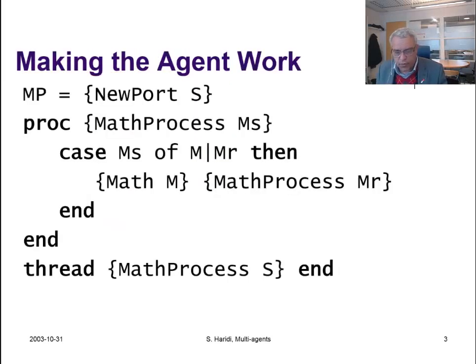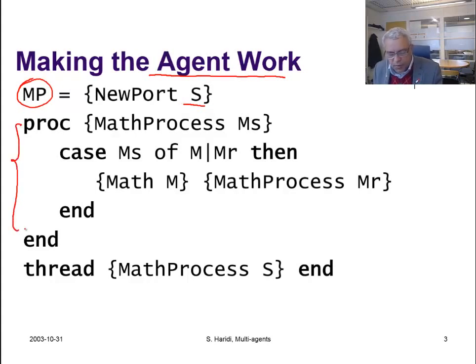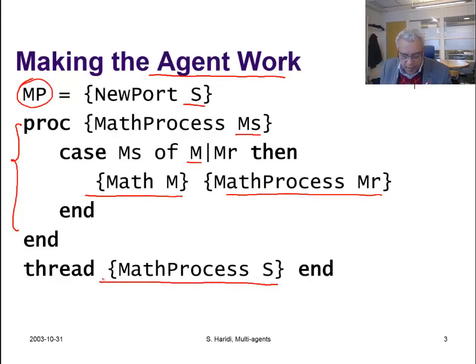So here is our trial to do that. We're going to produce an agent. We create a port MP with an associated stream, and then we define a procedure. The procedure is mass. We call it mass process. It will look at the elements of the stream, and for each element of the stream it will apply the mass procedure and recurse again on the rest of the stream. And then we basically create a thread that does the computation. So the thread now is a thread looking at the stream and performing mass operations on each element of the stream.